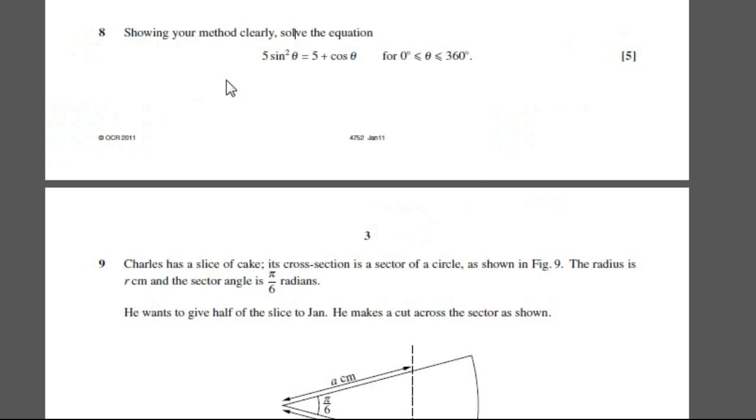Now we have some trigonometry equations, and these are quite simple by themselves. You will have to use some identities of trigonometry by the names of sine squared theta plus cos squared theta equals 1, and sine over cos equals tangent.